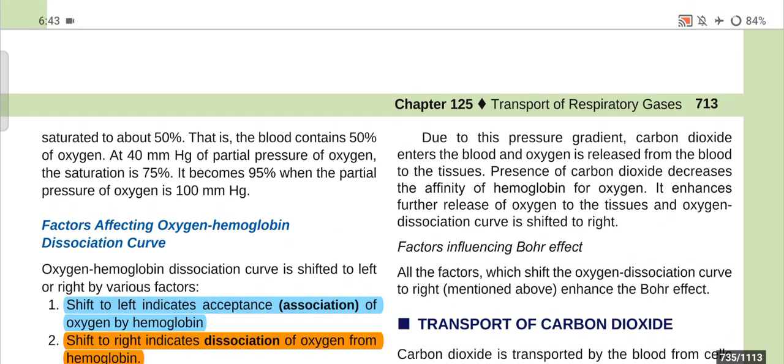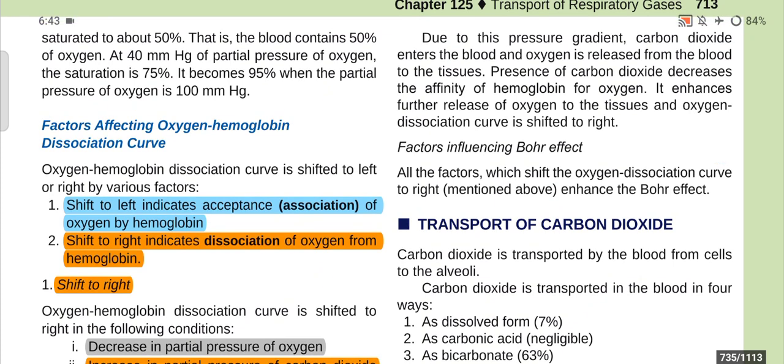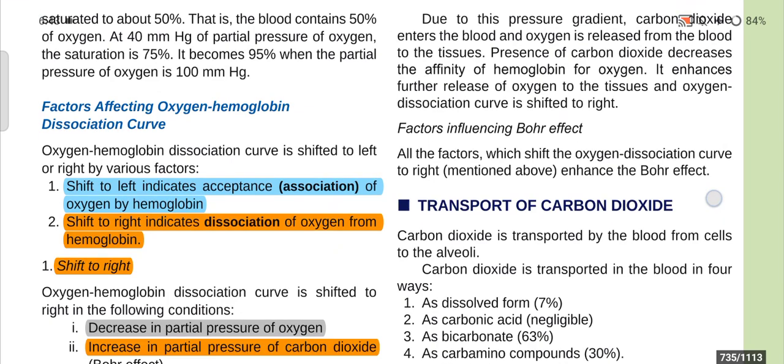Due to this pressure gradient, the carbon dioxide enters the blood and oxygen is released from the blood to the tissues, and the presence of carbon dioxide decreases the affinity of hemoglobin for oxygen, and it enhances the further release of oxygen to the tissues, and the oxygen dissociation curve is shifted to the right. Now factors influencing the Bohr effect. All the factors which shift the oxygen dissociation curve to the right enhance the Bohr effect.